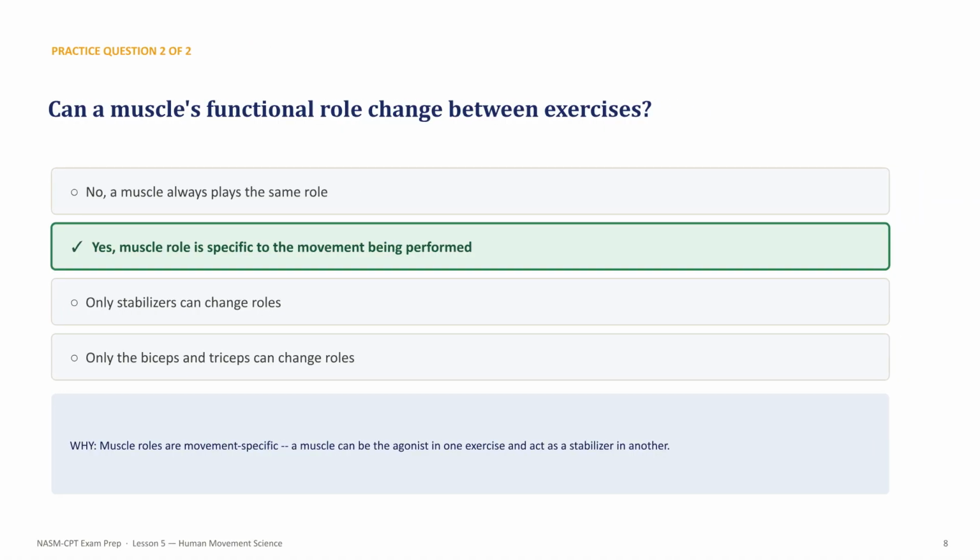One more question. Can a muscle's functional role change between exercises? Pause and think back to the glute example. The correct answer is yes. Muscle role is specific to the movement being performed. Here's why. Muscle roles are movement specific. A muscle can be the agonist in one exercise and act as a stabilizer in another.